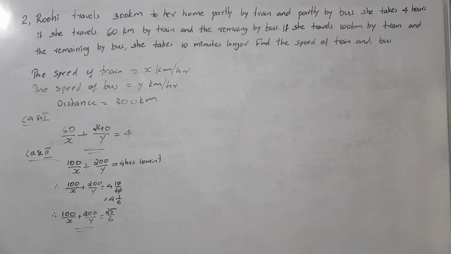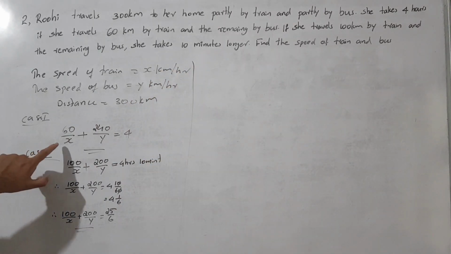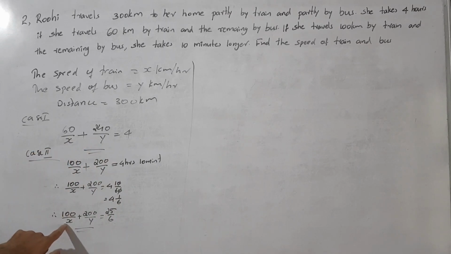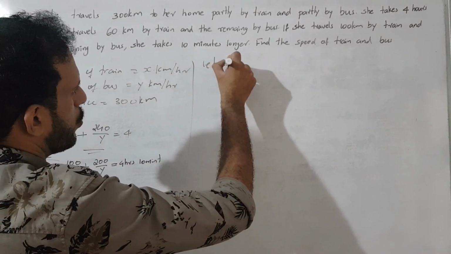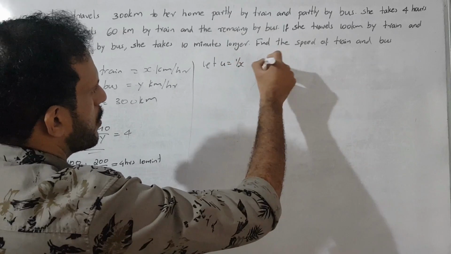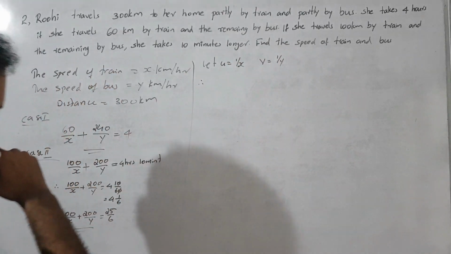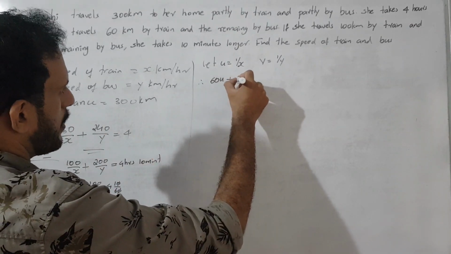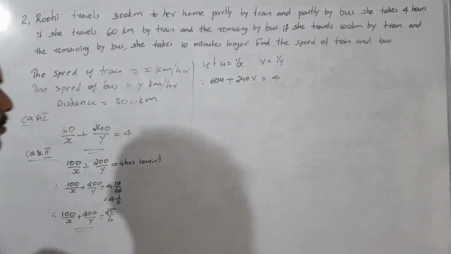Then as usual, what is next? We write the equation once more. Here the denominator is x, here is y, here is also same x and y. So we take let u is equal to 1 by x, v is equal to 1 by y. Therefore, what are the changes? 60u plus 240v is equal to 4.